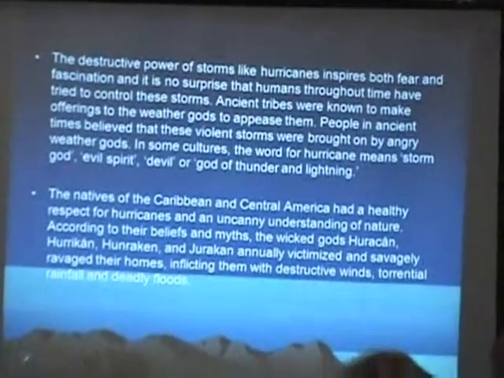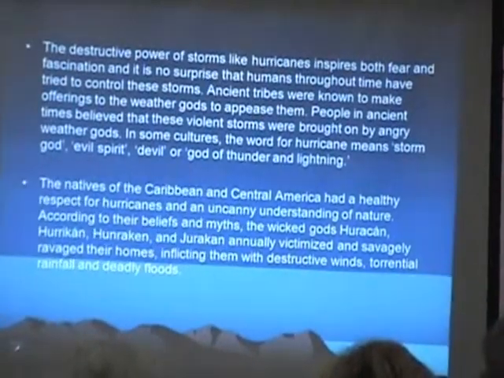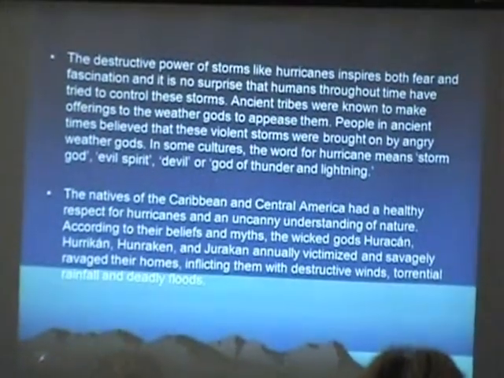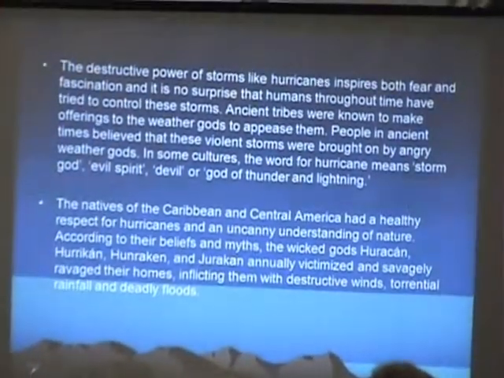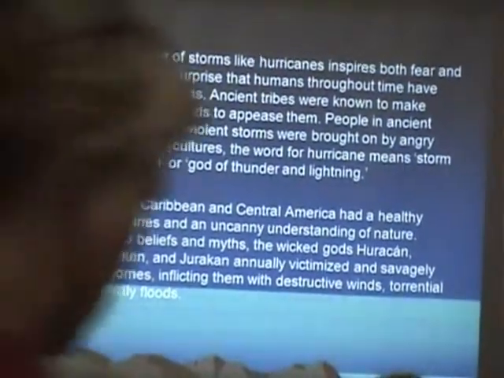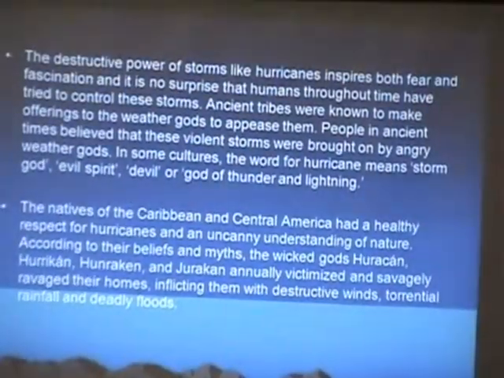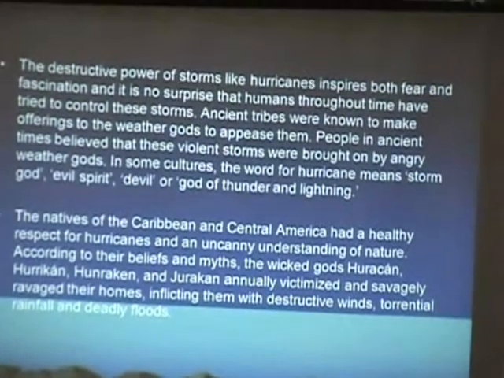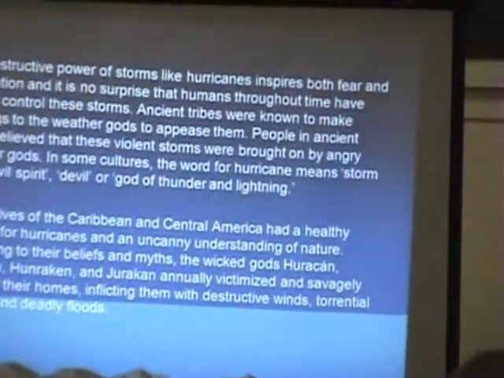The destructive power of storms like hurricanes inspired both fear and fascination, and it's no surprise that humans throughout time have tried to control these storms. Ancient tribes were known to make offerings to the weather gods to appease them, and people in ancient times believed that these violent storms were brought on by angry weather gods. In some cultures, the word hurricane means storm, god, evil spirit, devil, god of thunder and lightning.